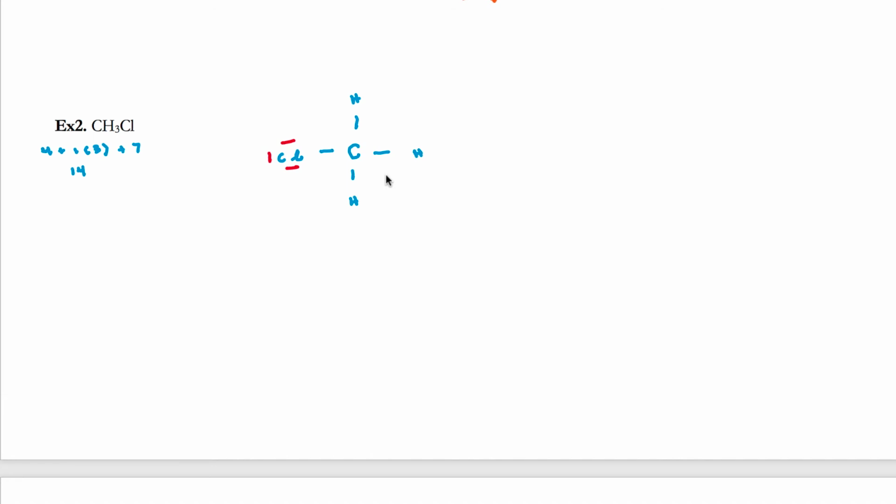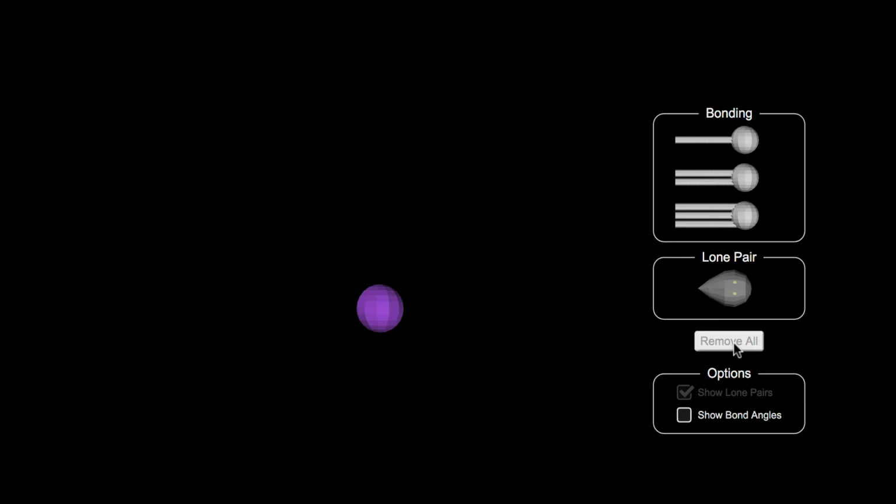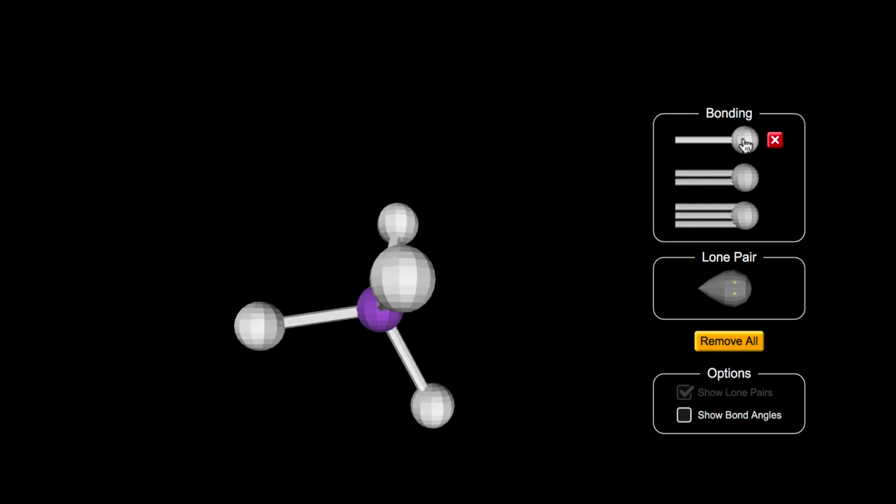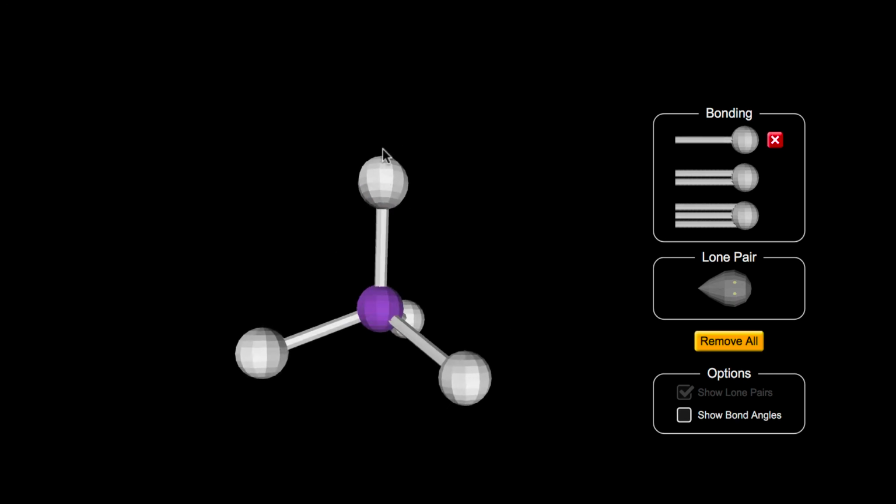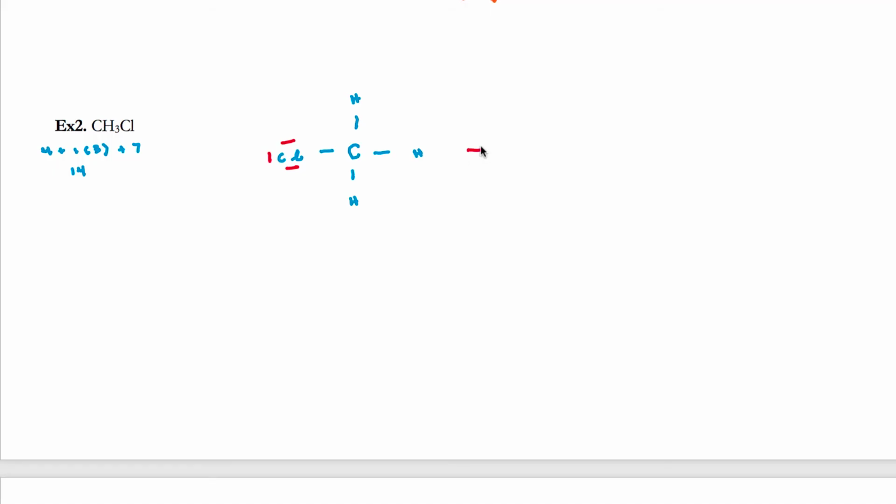Okay, let's quickly look at the simulation to determine what the VSEPR model would look like. For CH3Cl, I've got 4 atoms attached. Keep in mind, one of these is going to be Cl and the other 3 are hydrogen. And it would look like this. Remember, it doesn't matter where your chlorine is. I'm going to put it down here. Okay. All right, so that is my Lewis structure based on my VSEPR model.